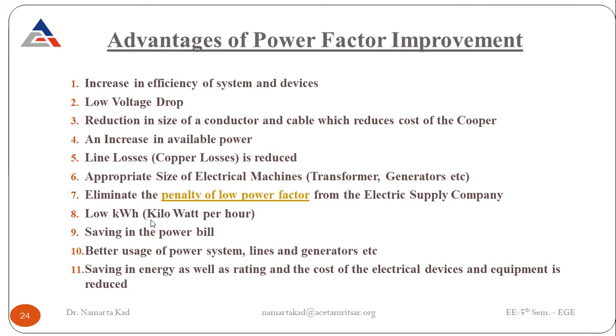And low kilowatt hour consumption, saving in the power bill is there. Better usage of power system, lines and generators, saving in energy as well as rating, and the cost of electrical devices and equipment is reduced. So these are some of the advantages if the power factor is improved. But we know that the range for the power factor is 0 to 1, and the most appropriate power factor is considered to be from 0.85 to 0.95.